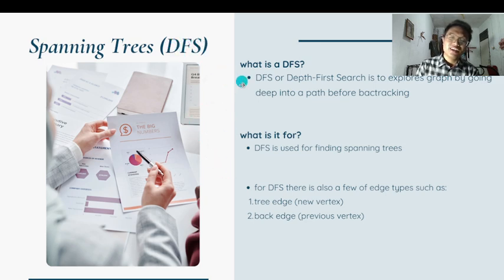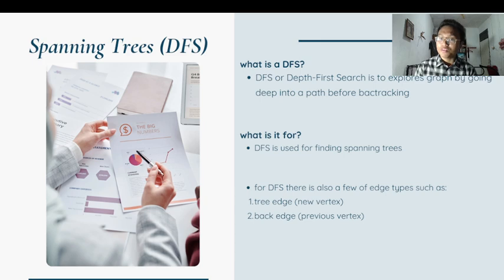In this explanation, I divided it into a few parts again. First, what is DFS? Depth first search is something to explore a graph by going deep into a path before backtracking. And again, backtracking, I will explain it later. After this, there will be a section for backtracking itself. And again, what is DFS for?